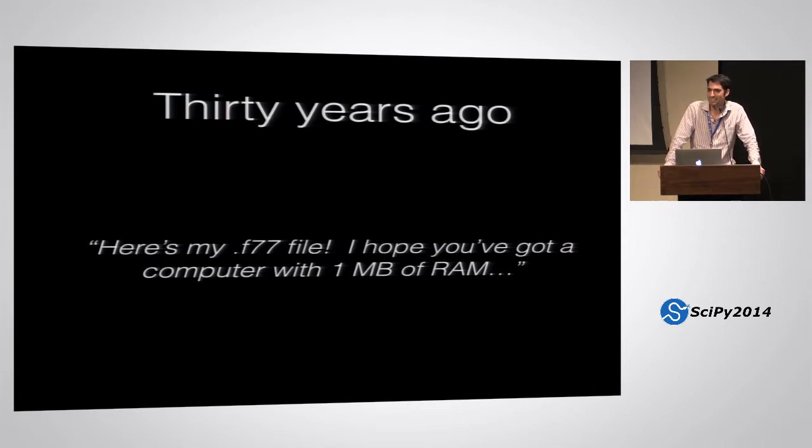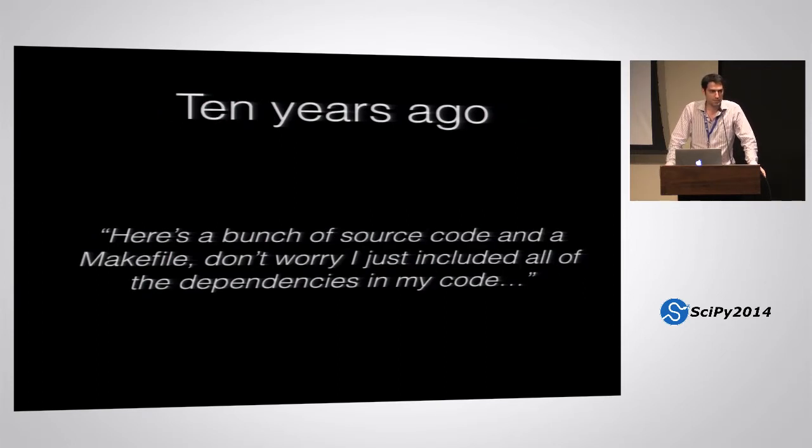So what was the software development environment 30 years ago? It was a substantially easier problem, right? Here's my Fortran file. I hope you've got a compiler that can handle my special stuff. There may be pointers and arrays in here. Sorry. Right? 10 years ago, people started thinking about makefiles, and maybe you needed a C++ compiler with a specific version, but things were still relatively self-contained.